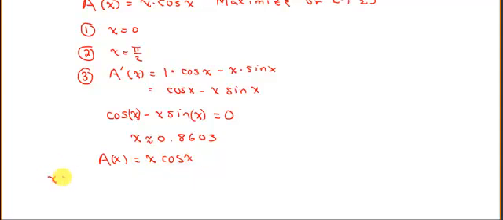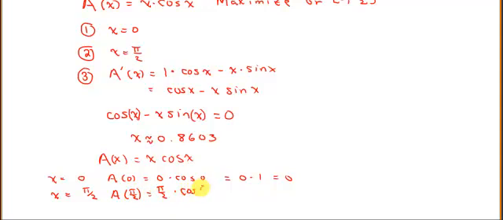So at x equals 0, I have A of 0 is equal to 0 times the cosine of 0, which is 0 times 1, which is still 0. At pi over 2, the other endpoint, I'd have A of pi over 2 is equal to pi over 2 times cosine of pi over 2, and cosine of pi over 2 is 0, so that would still be 0.